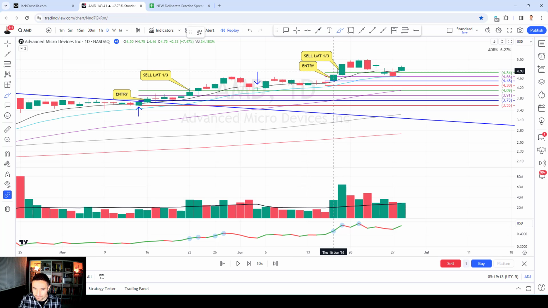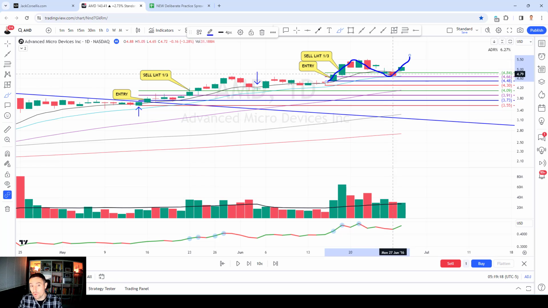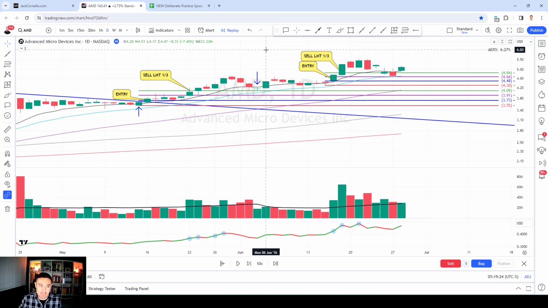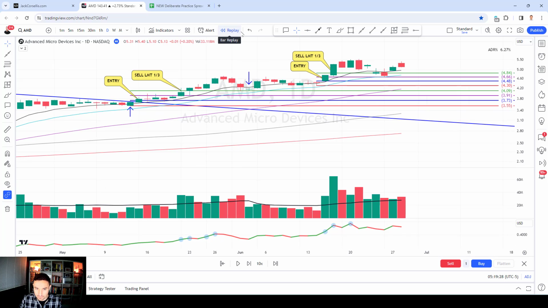So see this here? Mental representations. Pop, test, then the reversal. On the reversal in real life is when I'm looking to raise my stop loss, but we haven't had a close below the 21-day EMA yet for the prior entry that we had down here. So let's keep playing this forward.